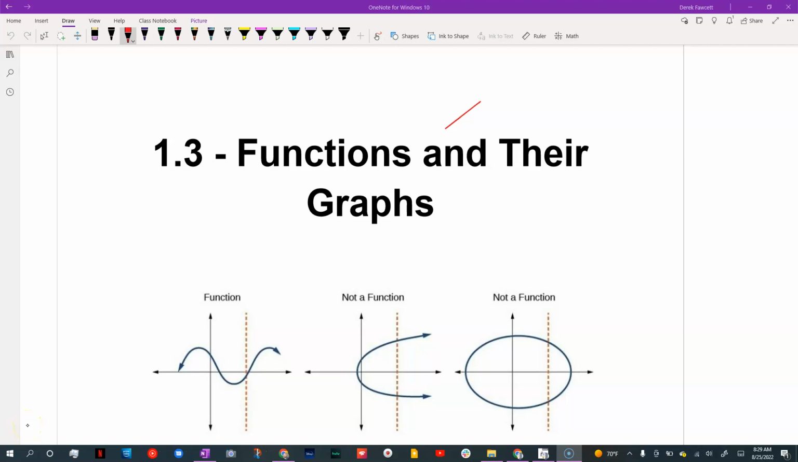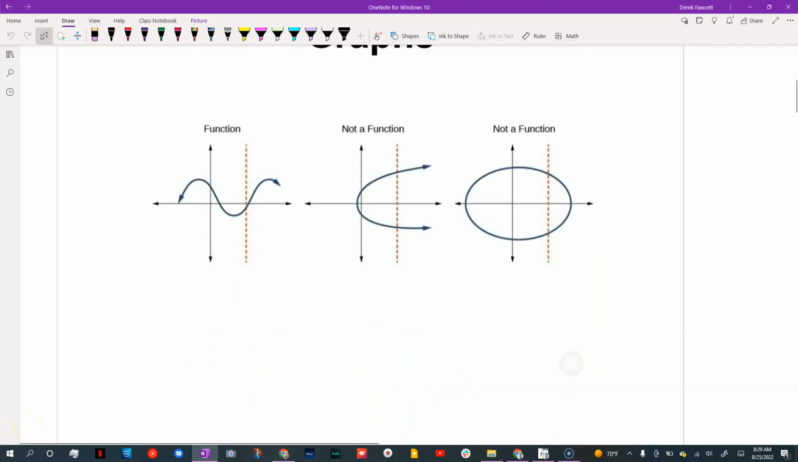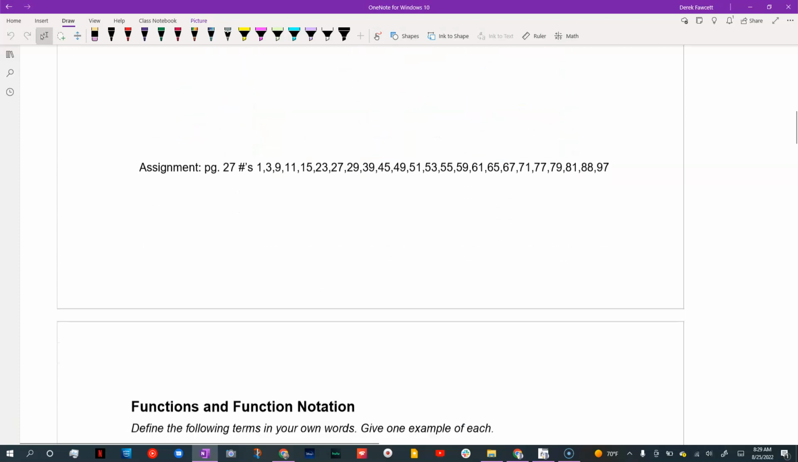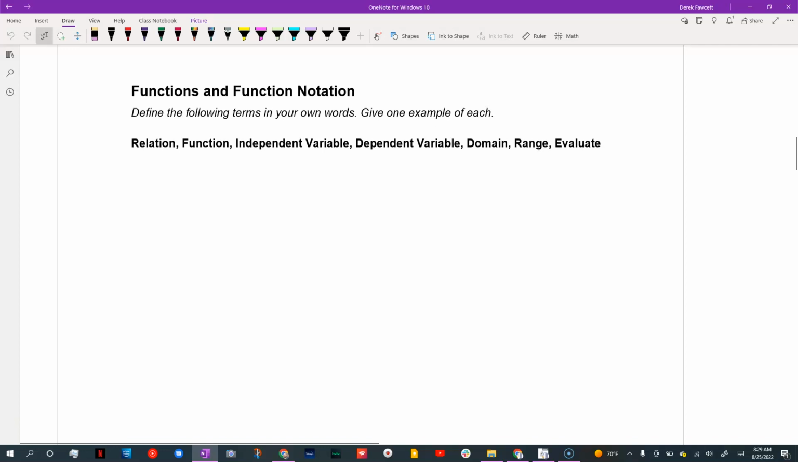All right, in this video, we're going to be taking a look at different functions and their graphs, what they look like. So let's go ahead and get started.